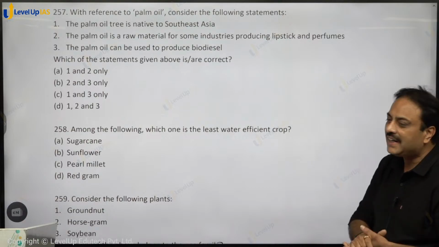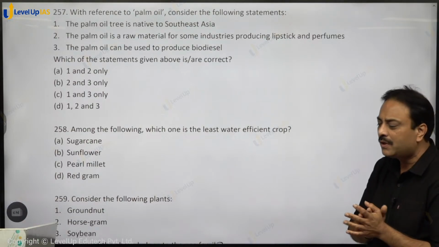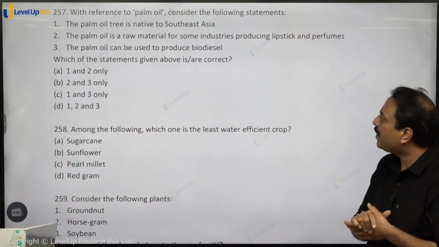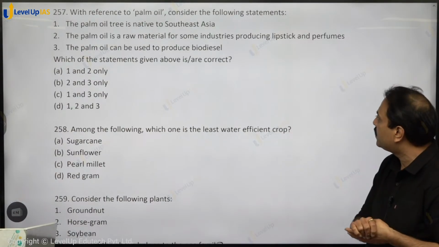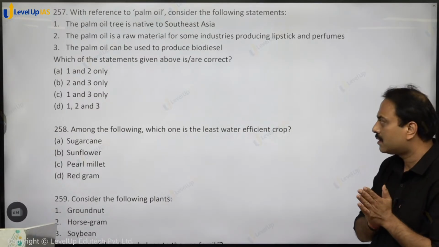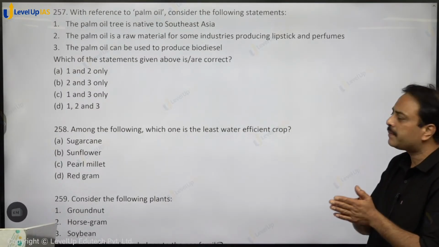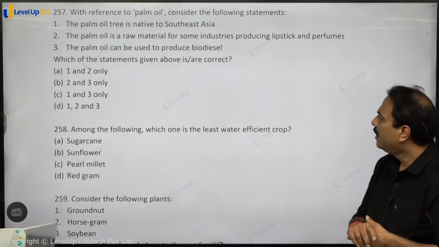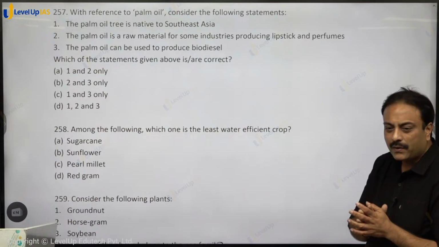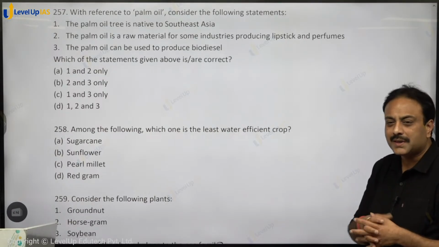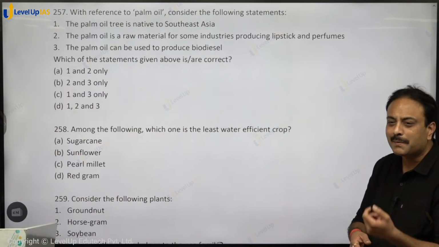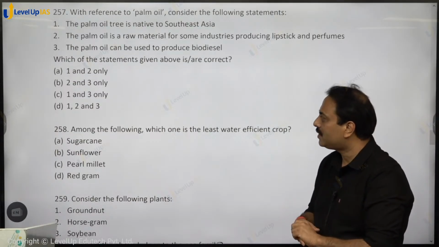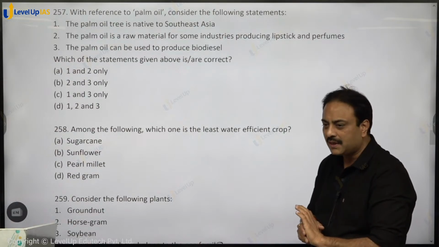The palm oil tree is native to Southeast Asia. No, it is native to West Asia, West Africa. Sorry. Palm oil is a raw material for some industries producing lipstick and perfumes. Correct? Palm oil is used in lipsticks, perfumes, and various creams. Palm oil can be used to produce biodiesel. Biodiesel can be made from anything; any agricultural produce can be used in biodiesel. So it is correct. So 1 is not correct, 2 and 3 are correct. So option B for boy shall be the right answer.